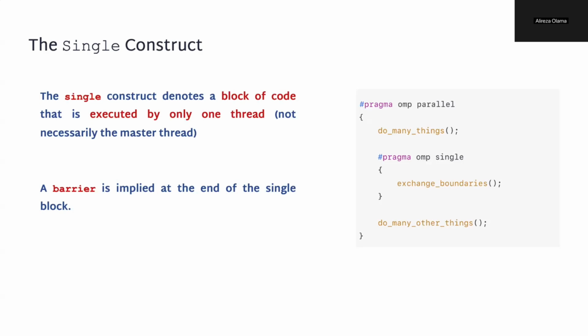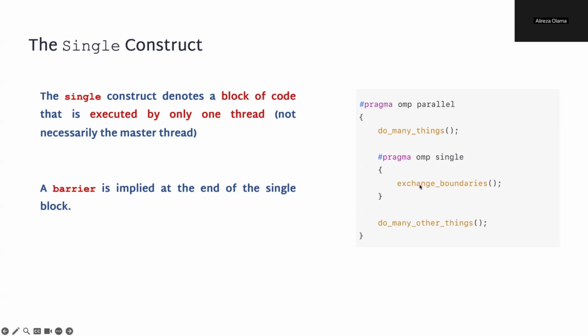Before seeing the actual code, it is important to see what the single construct does in OpenMP. Basically, the single construct is a directive in OpenMP that allows only one thread to execute the code that is within this single construct. So for example, here on the right, we created a pool of threads using this pragma omp parallel. Here, this do many things function is executed by different threads, depending on how many threads OpenMP has created for us. And then when they reach this pragma omp single, only one thread can enter that code region and execute this exchange boundaries function, for example.